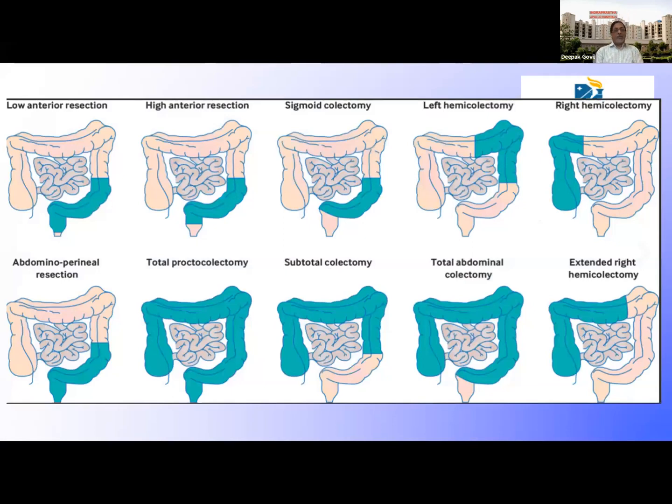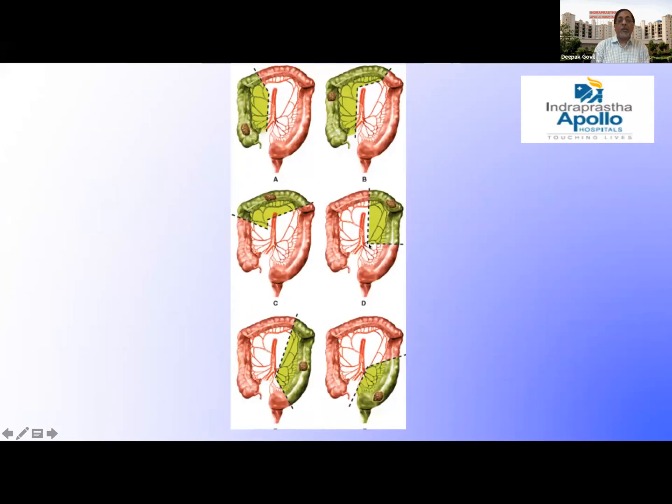Coming to the kinds of resections, since we are talking about the colonic resections, we'll be talking about the right hemicolectomy, extended right hemicolectomy, the left hemicolectomy, sigmoid colectomy, and sometimes subtotal or a total abdominal colectomy. It also depends on the site of the tumor. If there's a tumor in this part, usually you would resect and do a right hemicolectomy. If it is more towards the hepatic flexure, then you would do an extended right hemicolectomy.